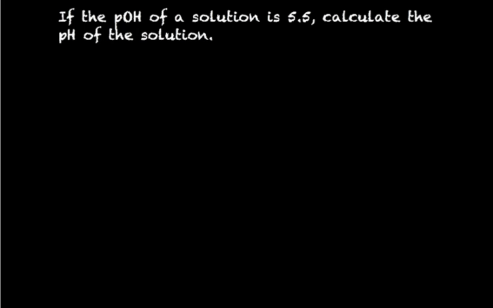Next problem reads, if the pOH of a solution is 5.5, calculate the pH of the solution. Okay, so for this problem, we need to understand the relationship between pH and pOH. pH plus pOH equals 14. So this is our equation.